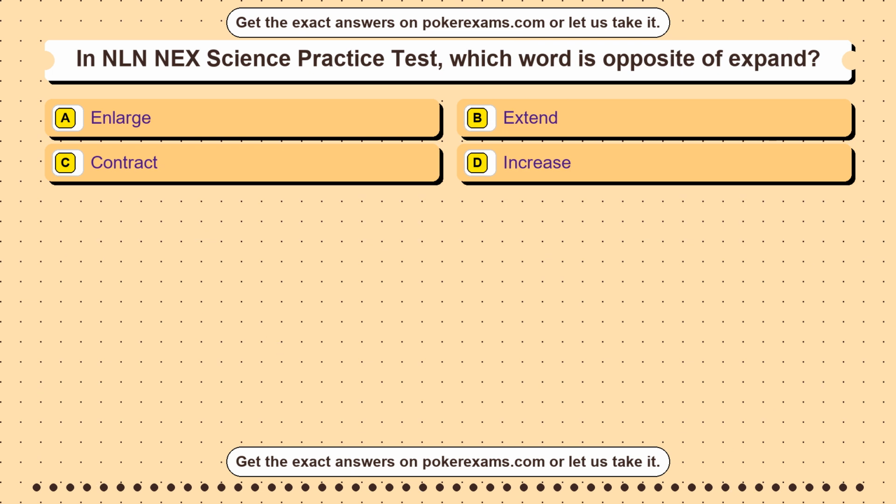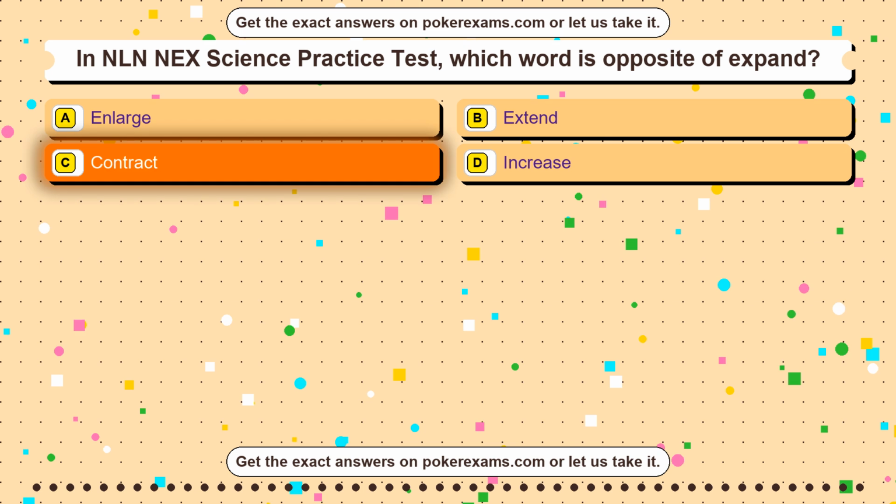Question 3. In GED-RLA practice test, which term means the result of an experiment can be repeated? Option A ancient. Option B estimated. Option C reliable. Option D biased. The correct answer is option C.